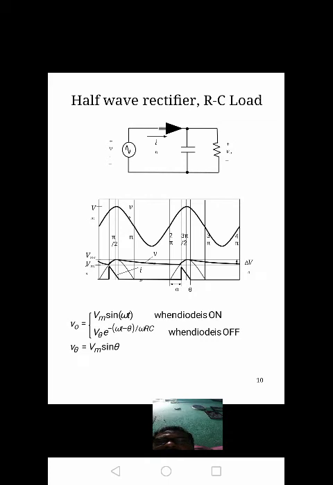The output voltage is equal to Vm sin omega t when the diode is on, and V theta into e power minus (omega t minus theta) by omega RC when the diode is off. V theta is equal to Vm sin theta.